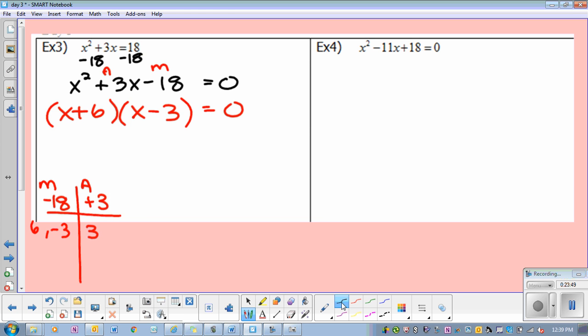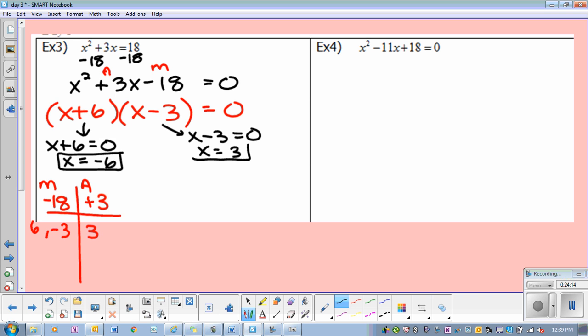Now what? So the whole thing's equal to 0. Mini equations? Yeah. So we have x plus 6 equals 0, and we have x minus 3 equals 0. So x equals what? Negative 6, and x equals 3. Okay? And then let's put them in the solution set. Negative 6 and 3.